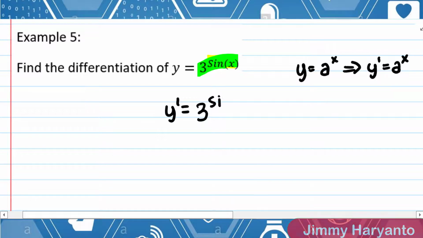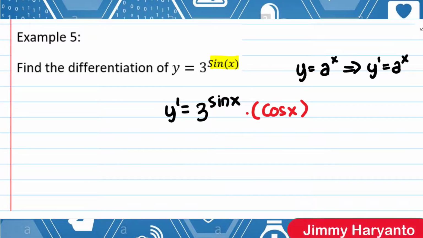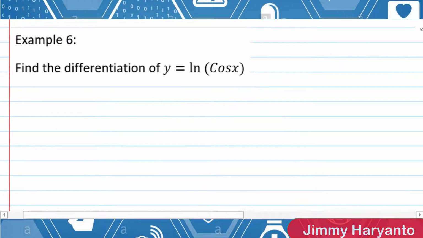Yeah, it will become the same, sine x, 3 to the power of sine x. But we have the inner function, which is sine x, times it again with the differentiation of sine x, which is cos x. And this is the final result. Yeah, I don't think we can do anything else besides this. Okay, this is example 5.